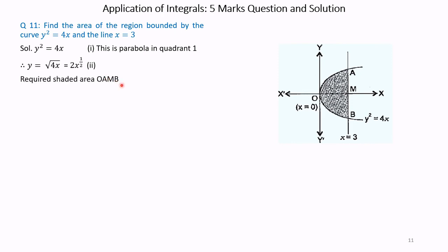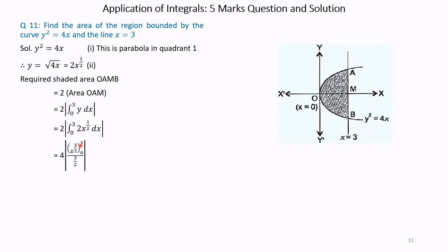So the required shaded area is OAMB, and that becomes twice the area of OAM as explained earlier. So the area of OAM is 2 into the modulus of the integral from 0 to 3. See here it is bounded by 0 here and 3 here. So the lower limit is 0, the upper limit is 3, of y dx. We will substitute the value of y as 2 into the modulus of the integral from 0 to 3 of 2 into x to the power of half dx.